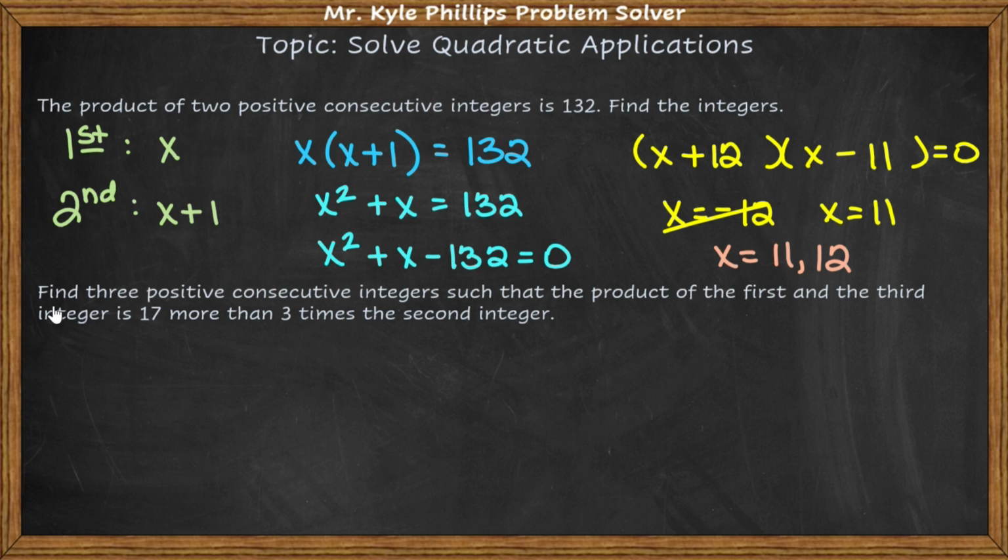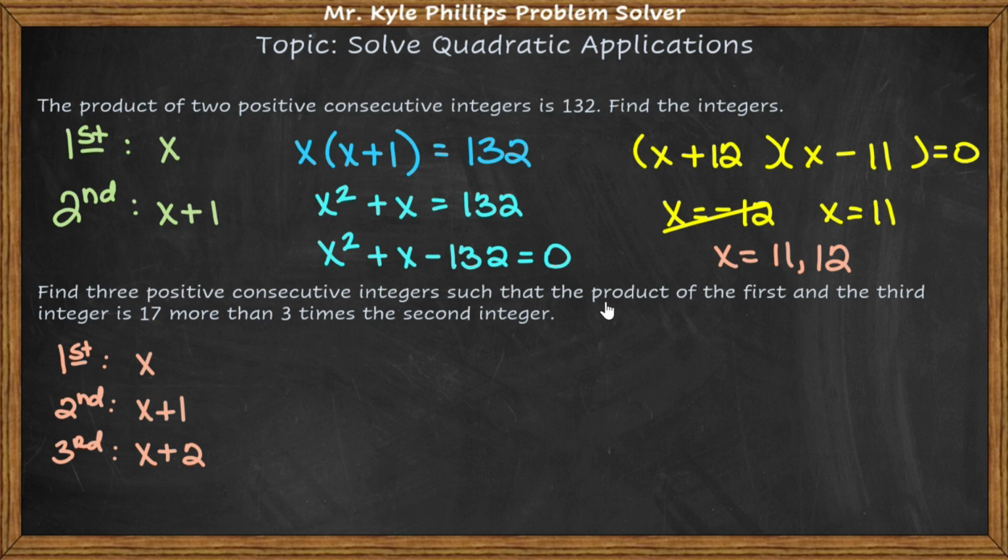All right, so in the next example, it says find 3 positive consecutive integers such that the product of the first and the third integer is 17 more than 3 times the second integer. Okay, so we can talk about this. 3 positive consecutive integers. The first we can let be x. The second is going to be x plus 1. And the third is going to be x plus 2. So here are my 3 consecutive integers.